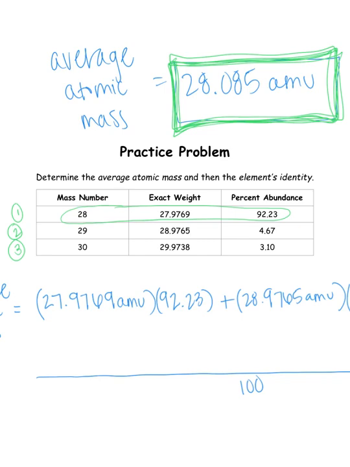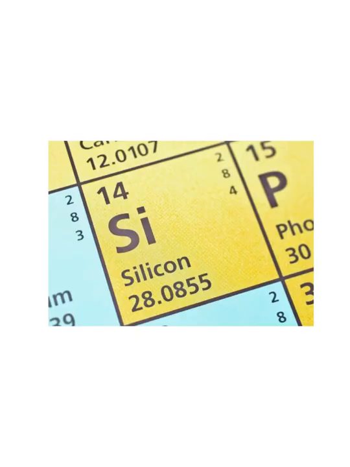So take a moment right now, pause the video if you need to, look over all of the elements on the periodic table and see if any of the elements have 28.085 listed as the average atomic mass in their element box. Okay. You should see that silicon is the element whose average atomic mass is listed at 28.08, which means that our unknown element is silicon.